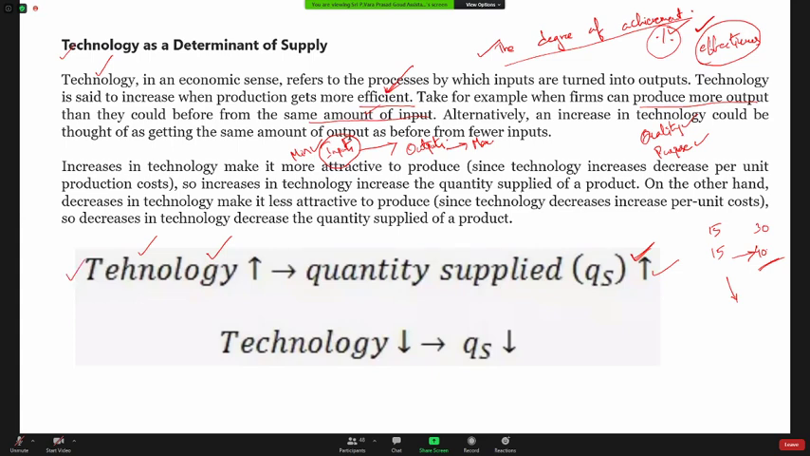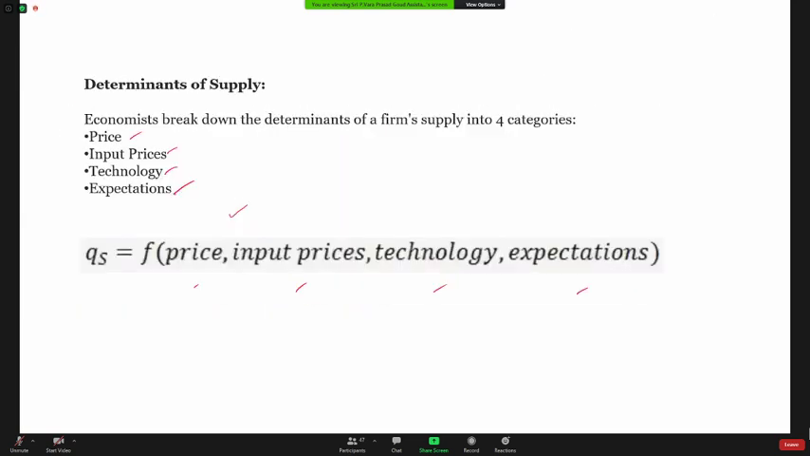So simply to say, the more advances there are in technology, the higher will be the quantity supplied, and the lesser the technology improvement, the lesser will be the quantity supplied, because the cost of production may rise higher. Okay, so that's about technology as one of the factors of production.